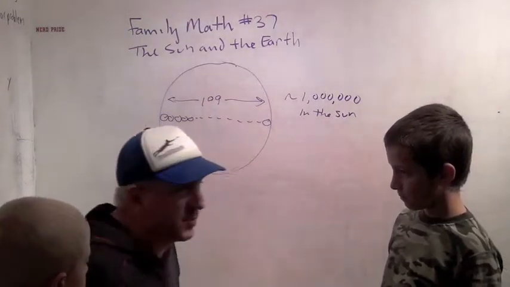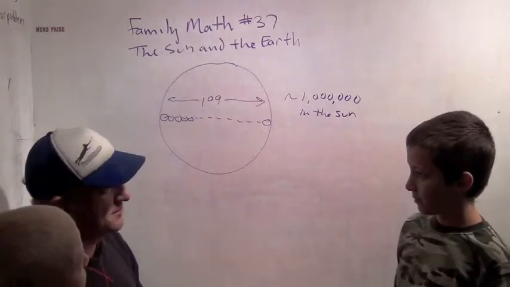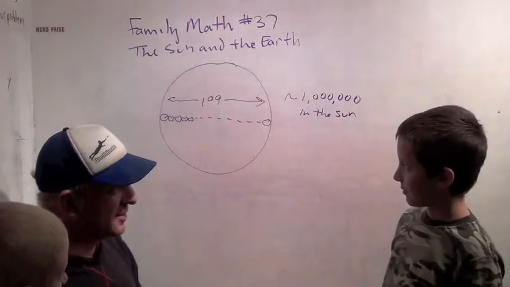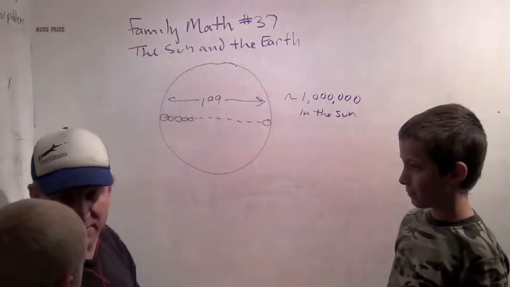Yep. Normally in family math we do things that we have lying around the house, but do we have the Earth lying around the house? No. Do we have the sun lying around the house? No. Okay, well, but maybe we can still talk about it anyway. Maybe someone watching will have the Earth lying around their house.